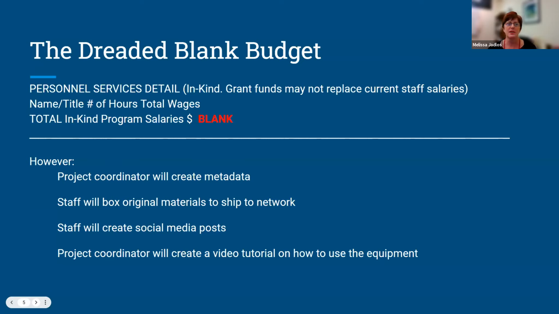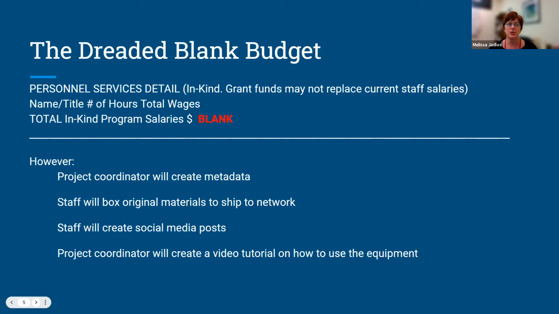So for example, I'll see a blank personnel in-kind salary spreadsheet, but in the budget narrative or in the project narrative, there will be sentences like, project coordinator will create metadata. Staff will box original materials and ship to the network. So activities that people are doing that take up time, all of those can be calculated and included as the in-kind salaries. So you just figure out how long is it going to take to box up the stuff? 15 minutes, 5 hours, practice filling a box. Calculate the salary of the person who's going to be doing that and add it into your in-kind budget.